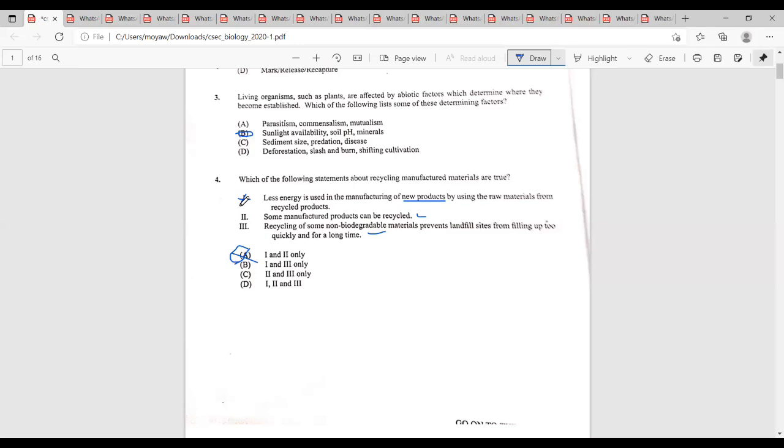So I cannot say that every product that we're going to be recycling to create a new product will use less energy, because it also depends on the type of product you want to make. Because if you're going to make a product that is going to need more energy, then that won't be true, even though you're using recycled materials. So the best option that I see here is 2 and 3, and that is C. All right. So I cannot say less energy, because even though it's recycled, you have to think about the fact that it depends on the type of products that you want to make.